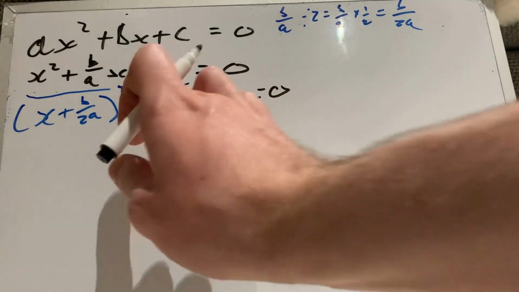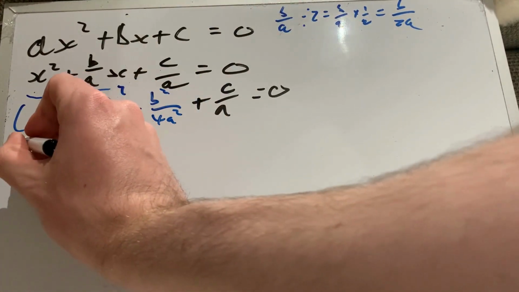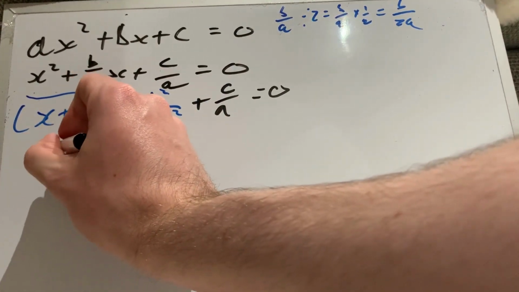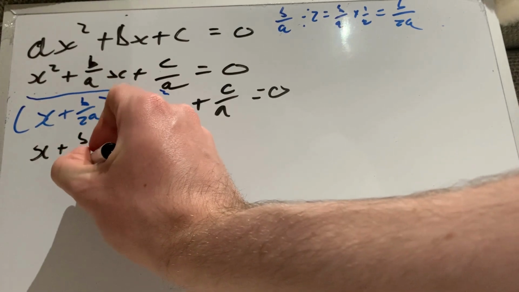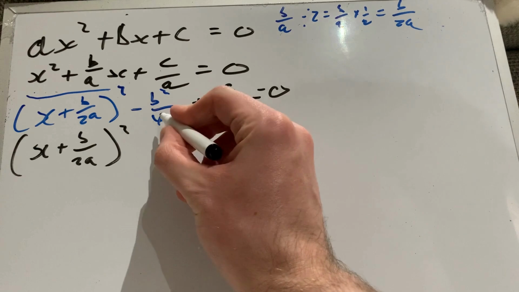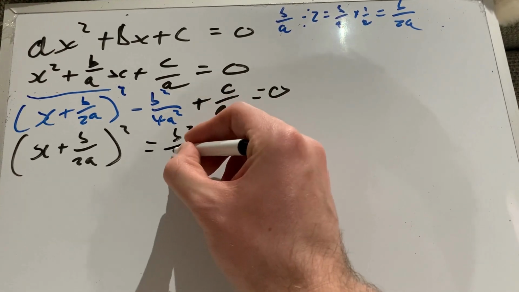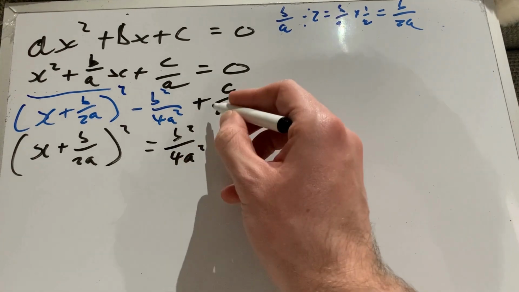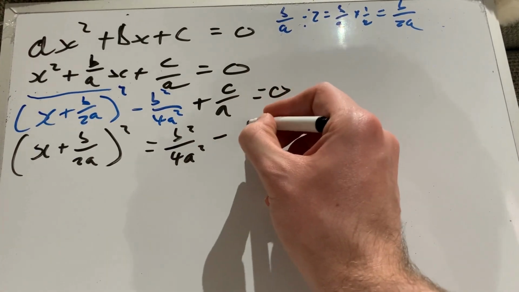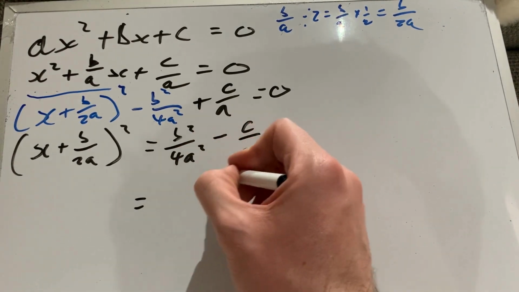So what we're going to do is we're going to move these two terms to the other side, okay? So we're going to get x plus b over 2a squared, and then we're going to add b squared over 4a squared, and then take away c over a. Okay, and what we're going to do is we're going to combine these, okay?